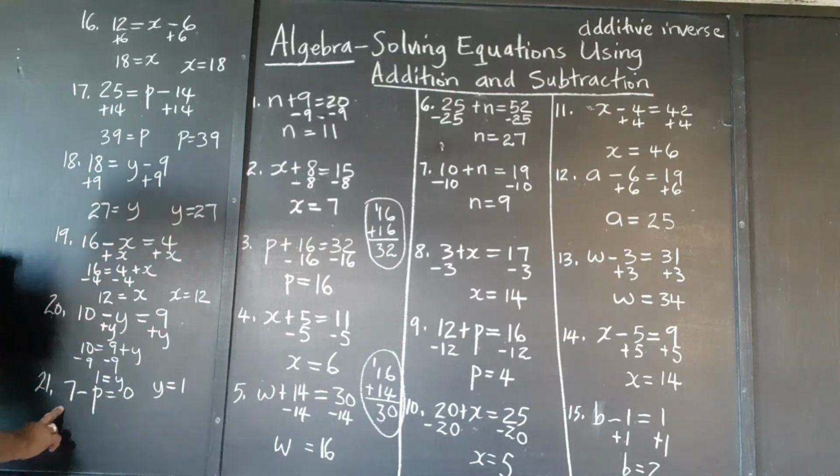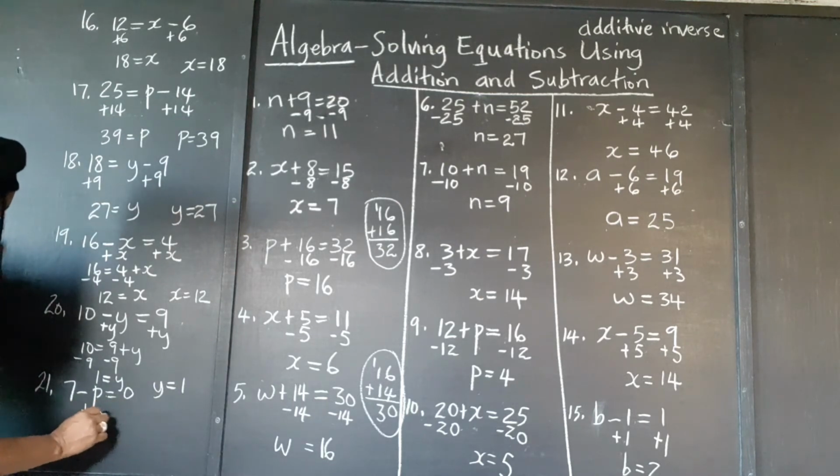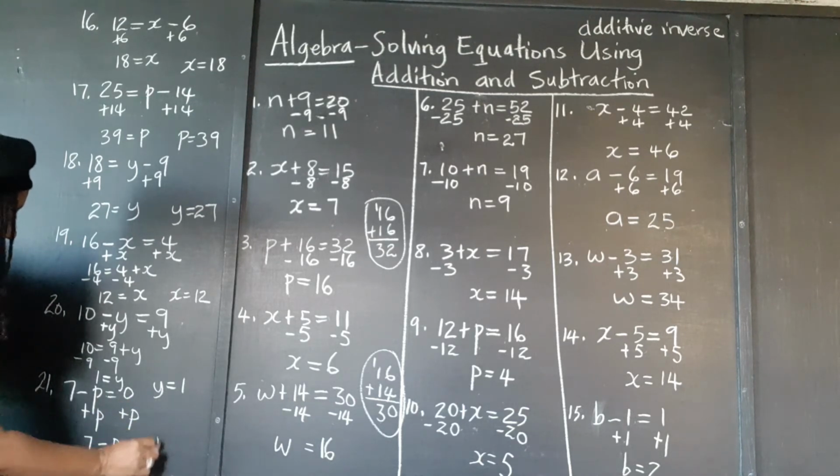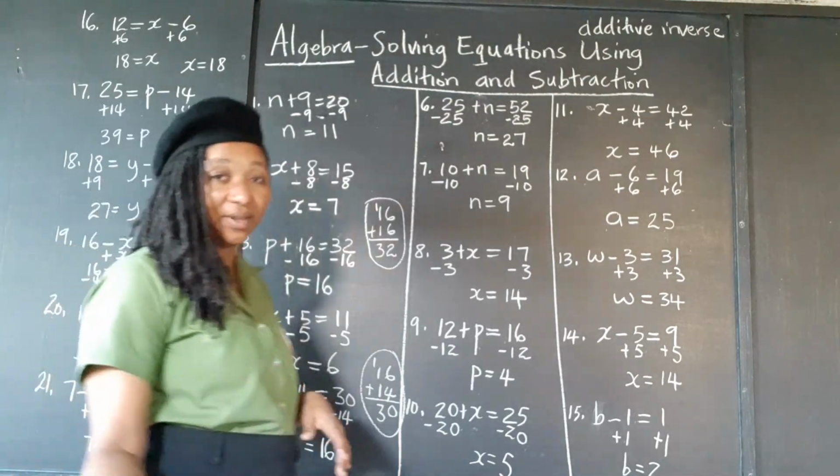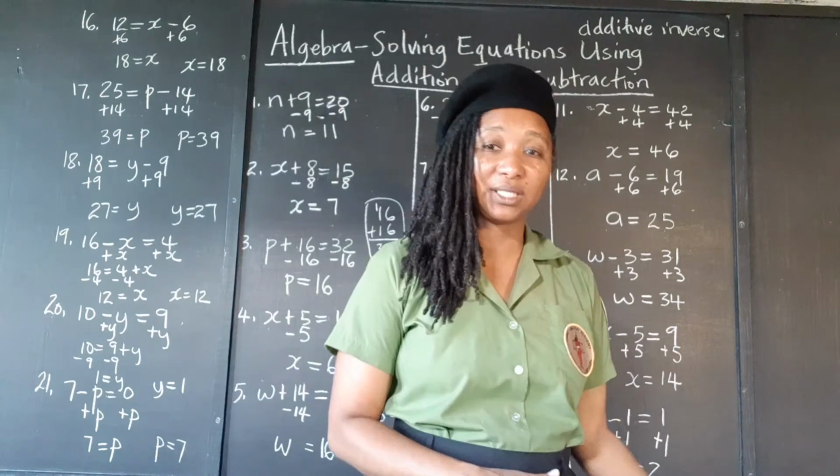Finally, 7 minus p gives 0. So let's add p to both sides. So we'll end up with 7 is equal to p, and that solves our problem already. P is 7. 7 is equal to p, p is equal to 7.